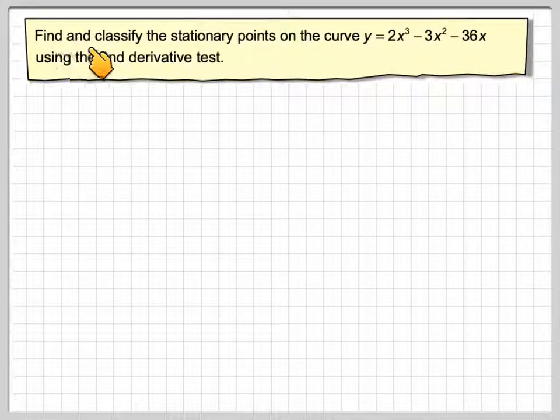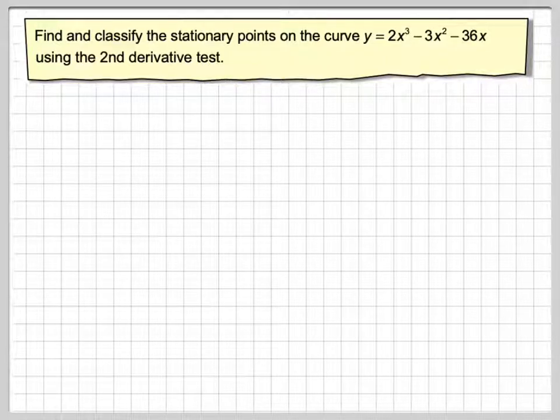In this video, we're going to find and classify the stationary points on the curve y is equal to 2x cubed minus 3x squared minus 36x using the second derivative test. Now we're going to do this without drawing, but we're going to use the drawing to help us work out what the steps would be.